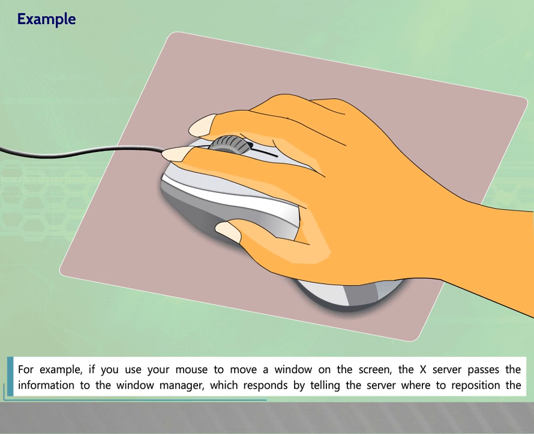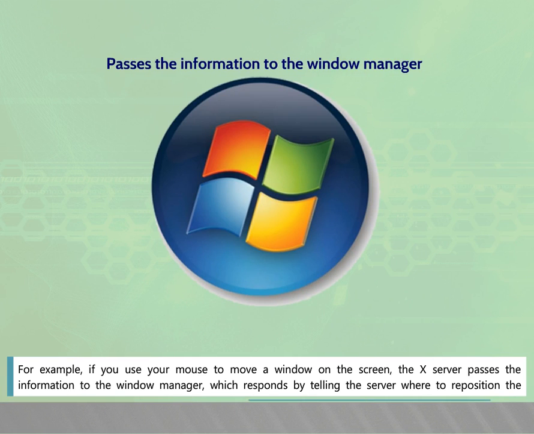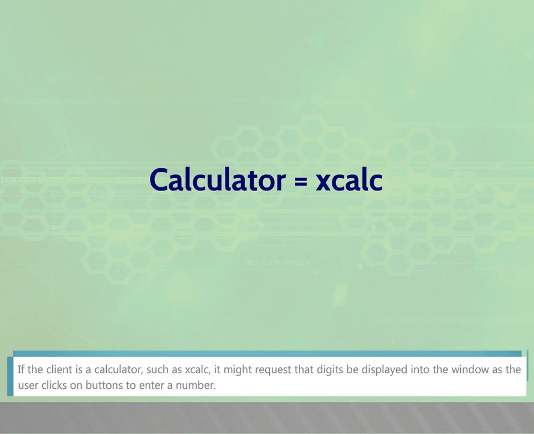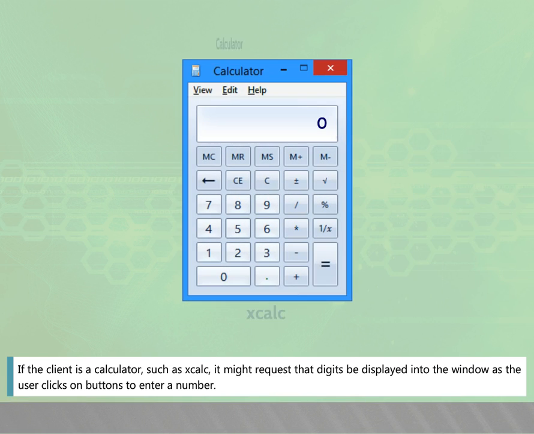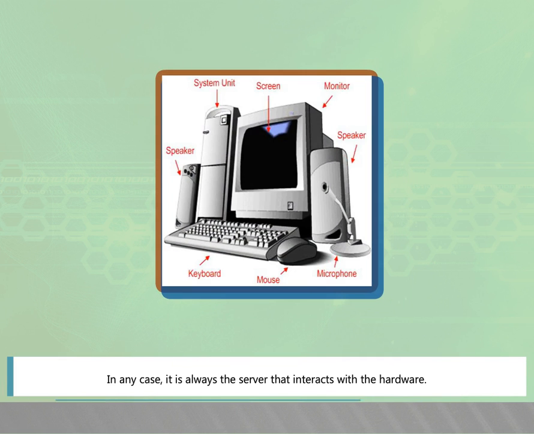For example, if you use your mouse to move a window on the screen, the X server passes the information to the window manager, which responds by telling the server where to reposition the window, and the X server performs the action. If the client is a calculator, such as Xcalc, it might request that digits be displayed in the window as the user clicks on buttons to enter a number. In any case, it is always the server that interacts with the hardware.